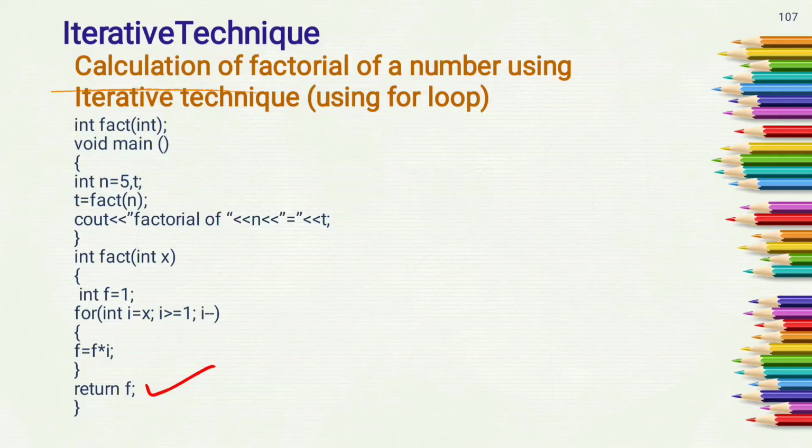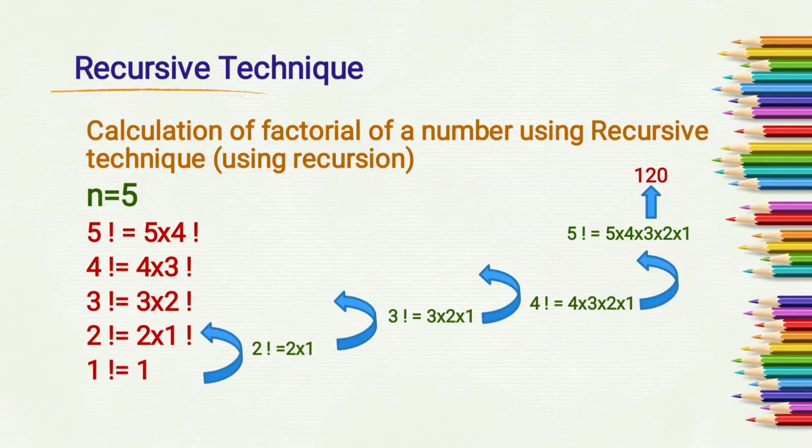Now this function has to return this result to the calling function, that means to the main function. So this 120 will be stored in t, and finally it will be printed on the screen by writing t in the cout statement. In this way, by using a for loop, we calculate the factorial of a number. This is an iterative technique. Now the second method of calculating the factorial of a number is using the recursive technique, that means by using recursion. Now I want to calculate the factorial of number 5.